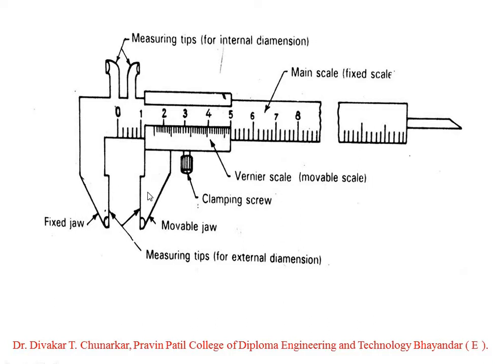When we have to determine the dimension of the given object, we have to keep this object in between both jaws. Keep in your mind. So this is the fixed jaw. This is the screw. The function of the screw is to fix the object in the jaw.